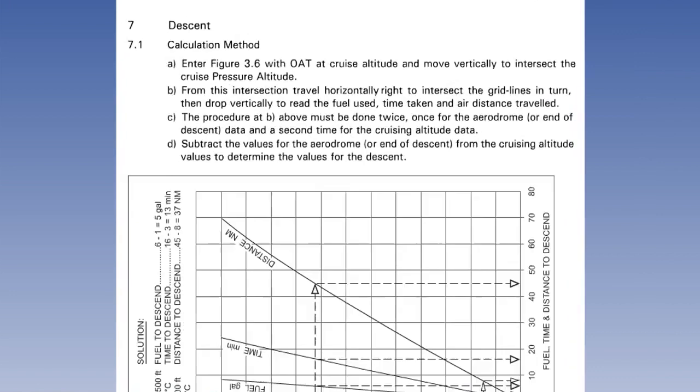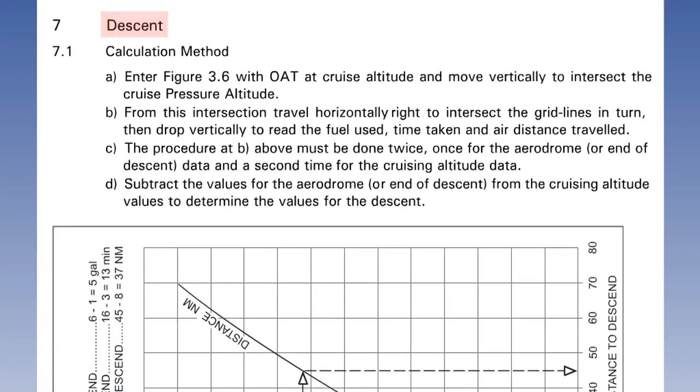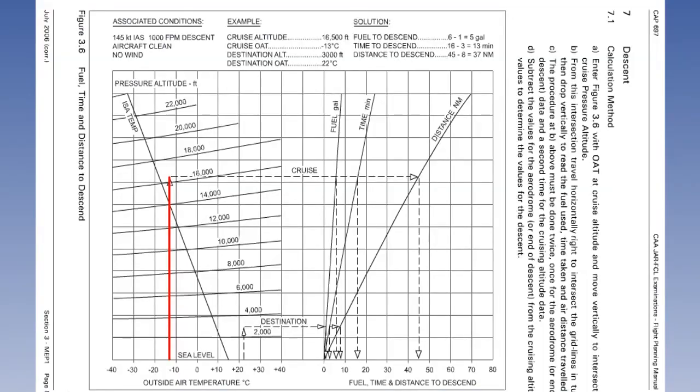The final figure in this section, 3.6, gives us the values for fuel, time and air distance to descend from cruise pressure altitude. We shall first calculate the figures for descent to mean sea level. Enter with the cruise outside air temperature and go vertically to the cruise altitude line. From this point, go horizontally to cut the fuel, time and distance lines. From each of the fuel, time and distance lines, go vertically down to read off the appropriate values.